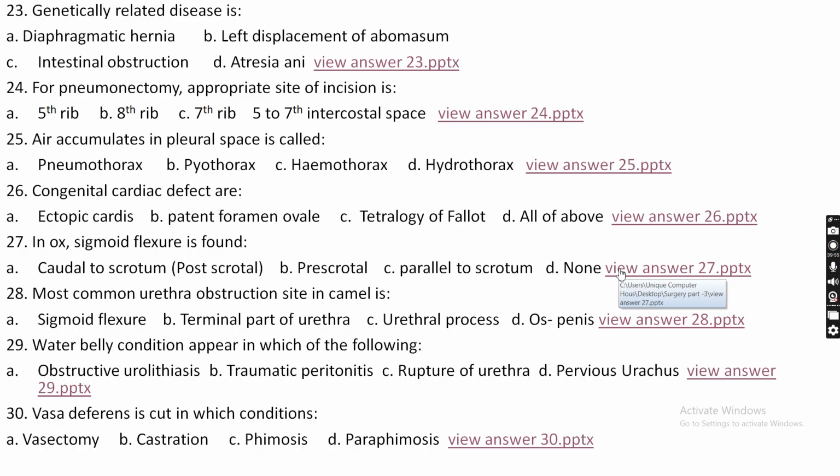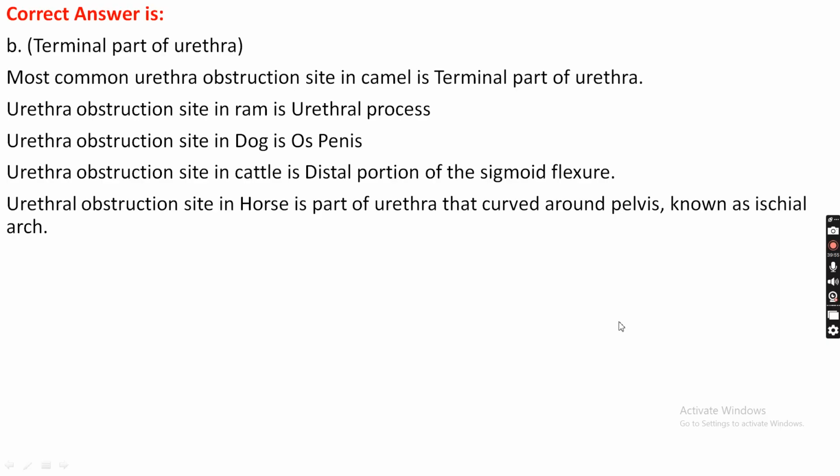Question number 28. The most common urethral obstruction site in camel is. Option A, sigmoid flexure. Option B, terminal part of urethra. Option C, urethral process. Or option D, os penis. The right answer is option B, that is the terminal part of urethra.